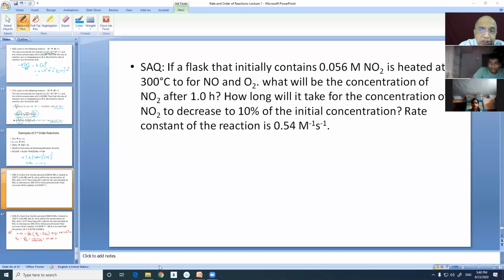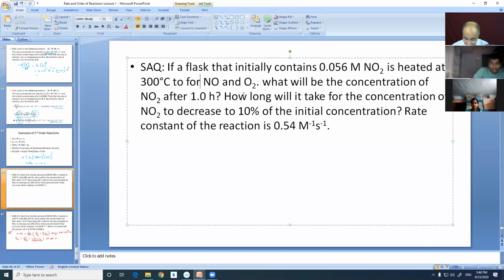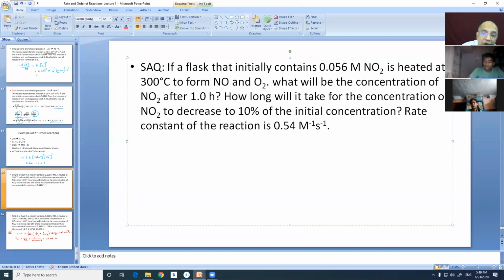If a flask that initially contains 0.0256 molarity NO2 is heated at 300 degrees Celsius to form NO and O2, what will be the concentration of NO2 after 1 hour? Also, how long will it take for the concentration of NO2 to decrease to 10% of the initial concentration?